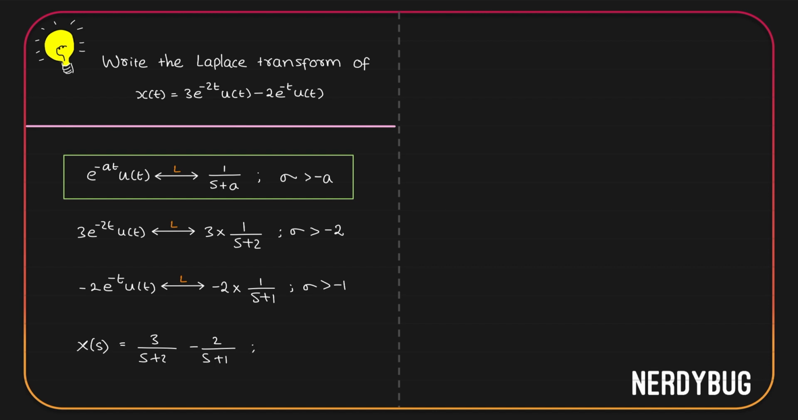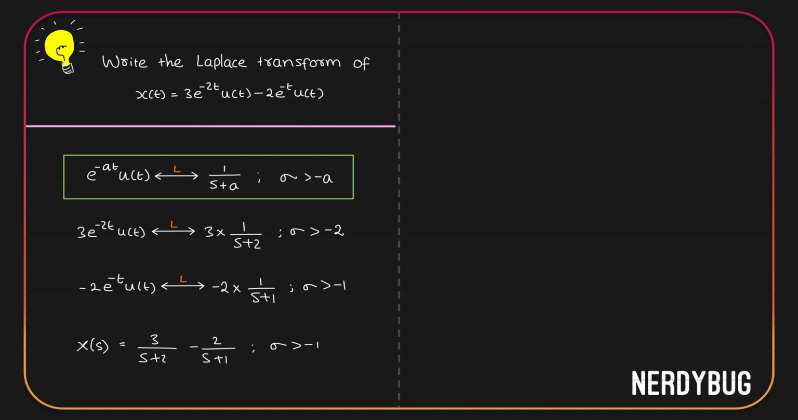But then the problem is what will be the ROC? For the first part, ROC is sigma greater than minus 2. For the second part, it is sigma greater than minus 1. The first part converges for all values of sigma that is greater than minus 2, but the second part only converges for all values of sigma greater than minus 1. It does not converge for any value of sigma between minus 2 and minus 1. So for the combination to converge, we should only take the region where both of them converge. That is sigma greater than minus 1.